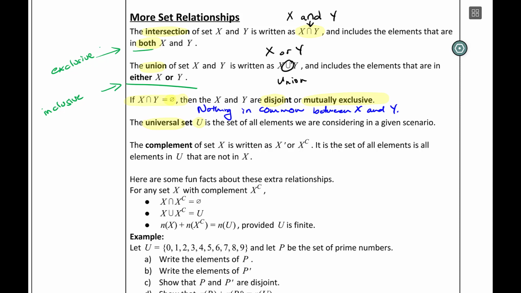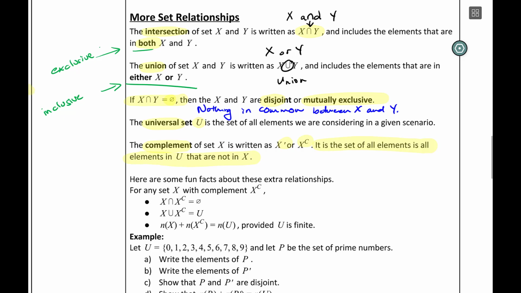But you always need to have a definition of the universal set when we are looking at these kinds of problems. Now, the complement of a set is written with a prime notation. It has this little apostrophe, or it has the C as a superscript for complement. The complement of set X is written as X prime or X complement, and it is the set of all elements in U that are not in X.